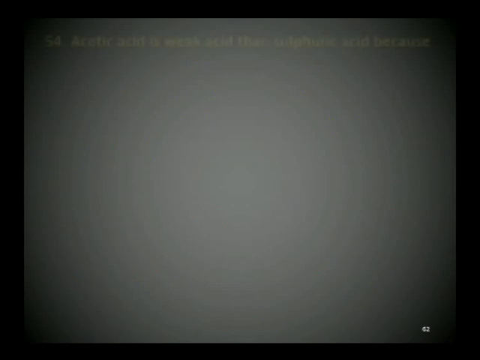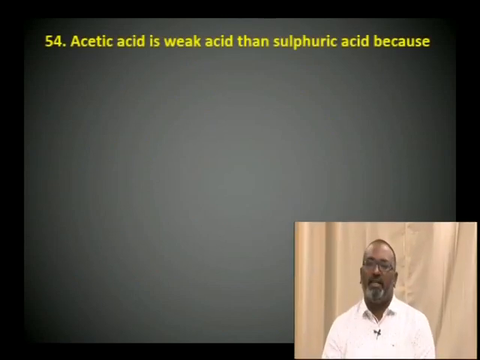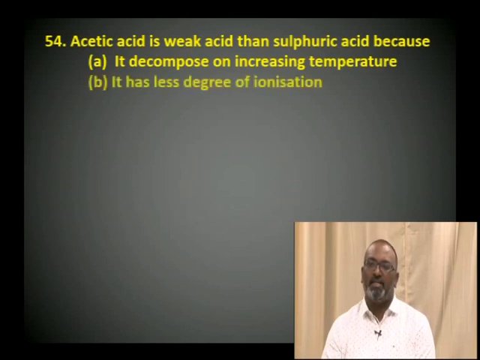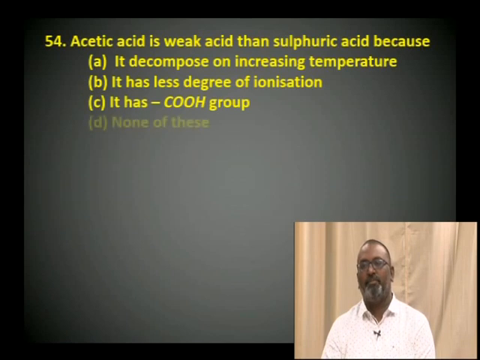Question number 54. Acetic acid is a weaker acid than sulfuric acid because: it decomposes on increasing temperature, it has a less degree of ionization, it has a COOH group, or none of these.